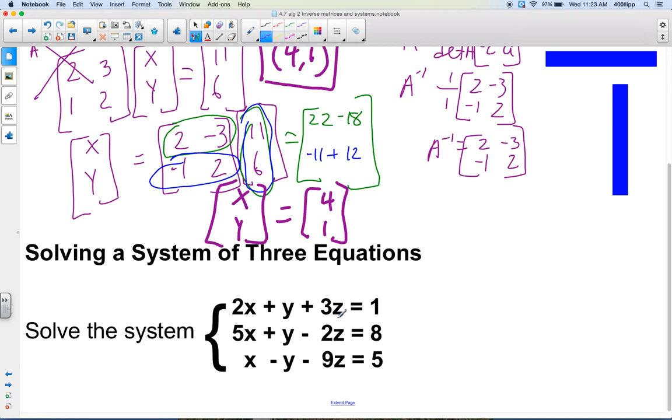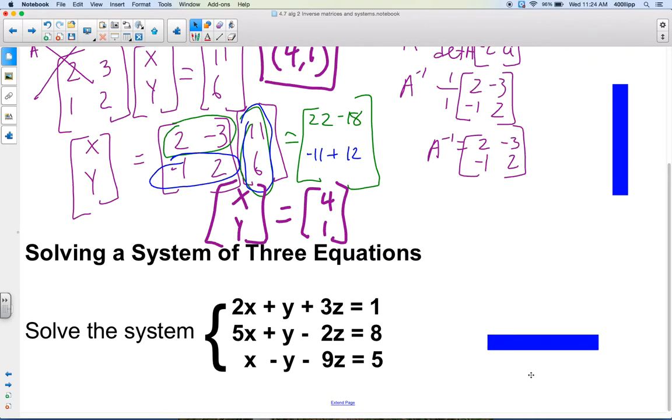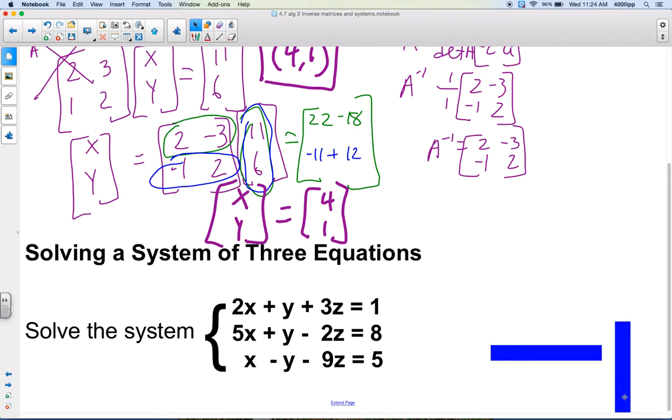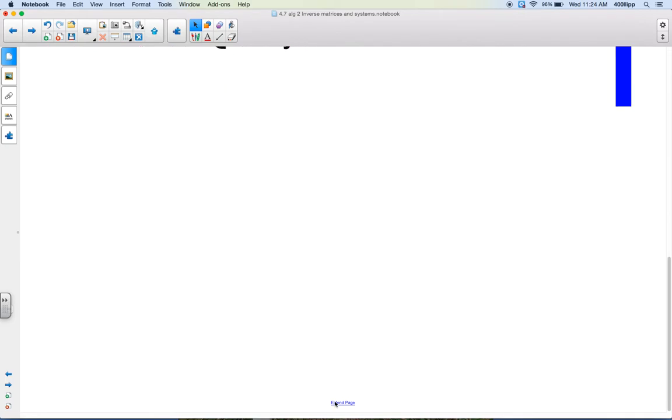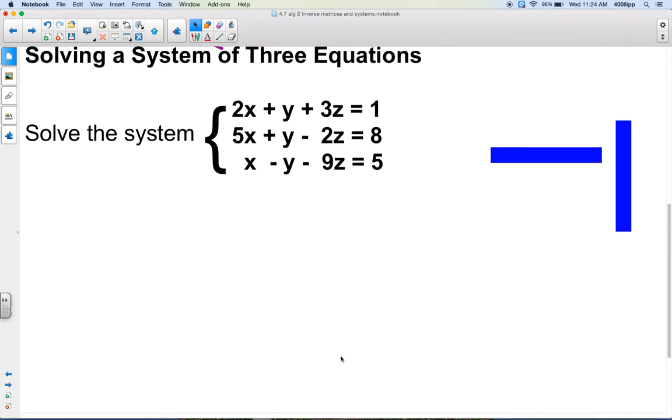Okay, let's move on to 3 by 3s. So this is a good one to watch, especially if we missed the lesson in 4.6 where we had to do the inverses of 3 by 3 matrices. That's why I have these little blue things here to cover up the wrong column. Okay, so let's take a look. This one is nice and long, but it's not very difficult.